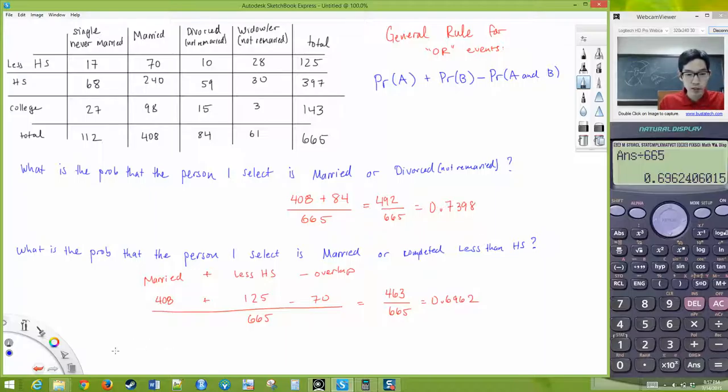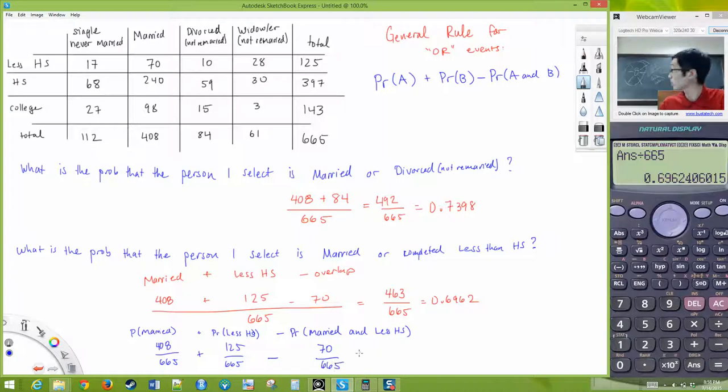I have 408 over 665, this is probability of married, plus 125 over 665, this is probability of less than high school, minus the overlap, probability of married and less than high school, minus 70 over 665. Okay, and because these all share a common denominator, I can combine them, and we get the same exact thing, 463 over 665.